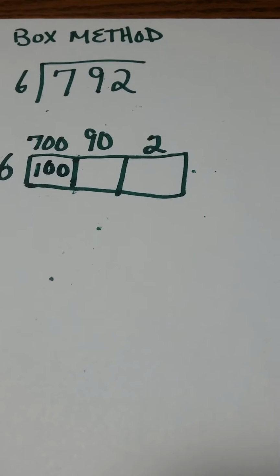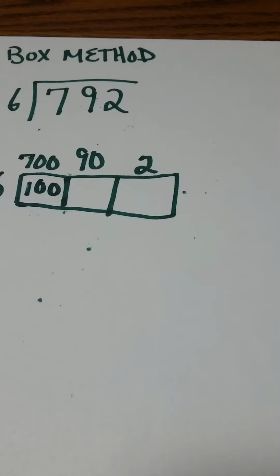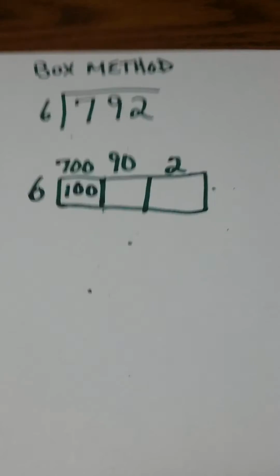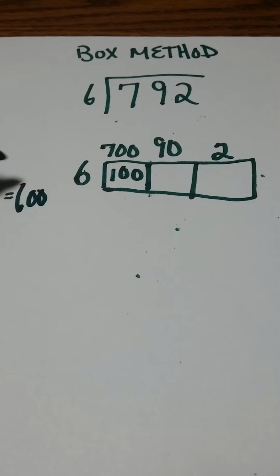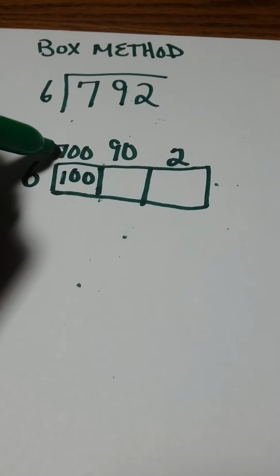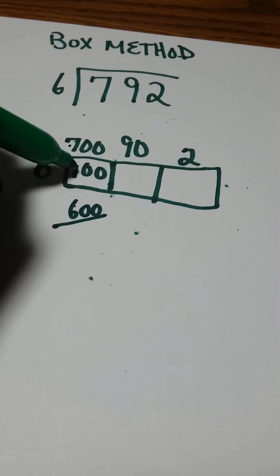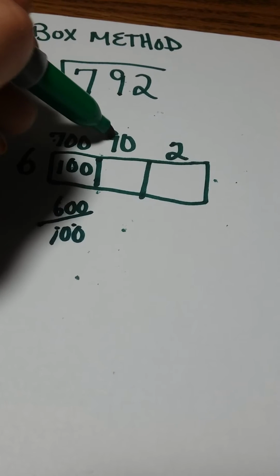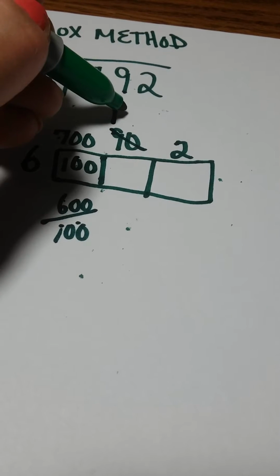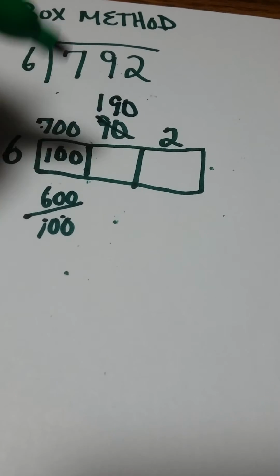Okay, and if you multiply 6 times 100, I'll do it over to the side, you get 600. So I'm going to take 700 and subtract 600. Don't be confused that the hundreds are different. This 100 gets moved and brought over into the next box, or the tens column. And I'm going to go through the same process.